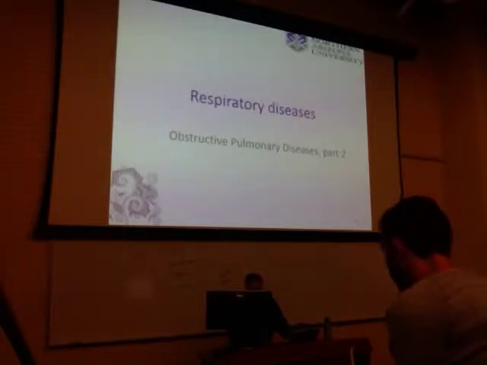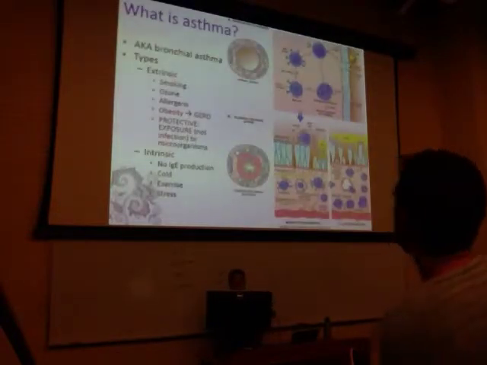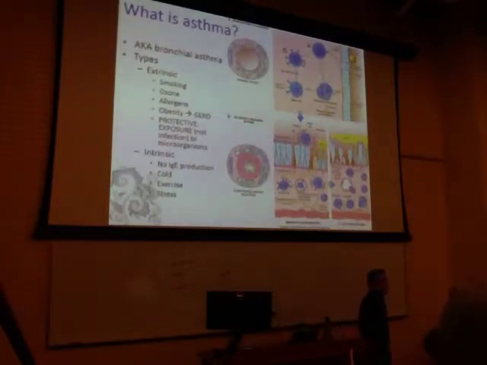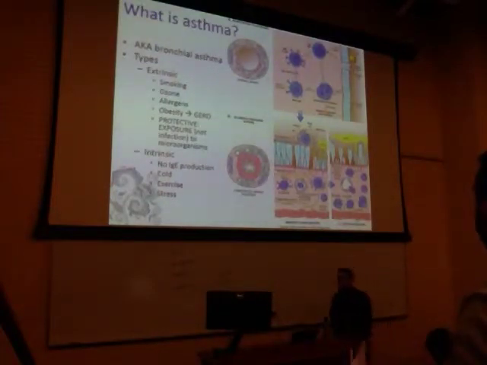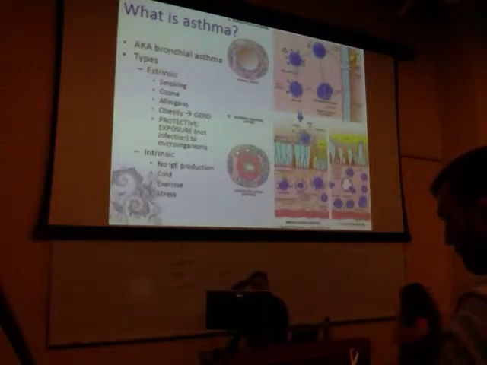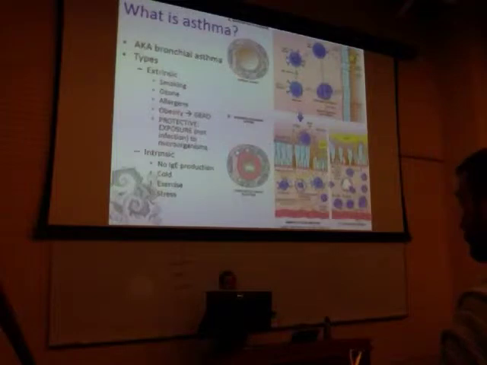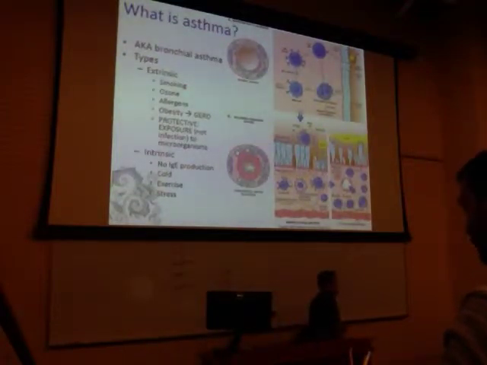So if we look at asthma, it is also in the category of obstructive. And it's also referred to as bronchial asthma. We're going to have 2 main types that we'll look at. One's extrinsic and one's intrinsic.